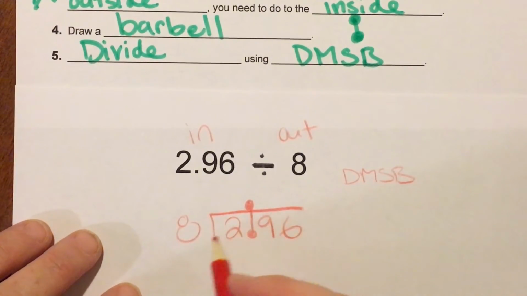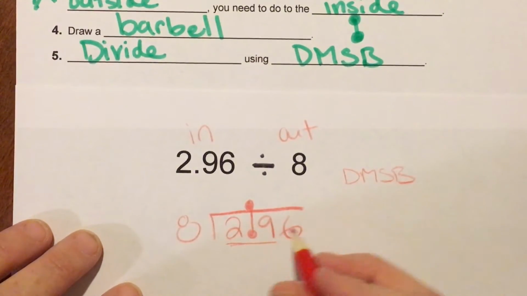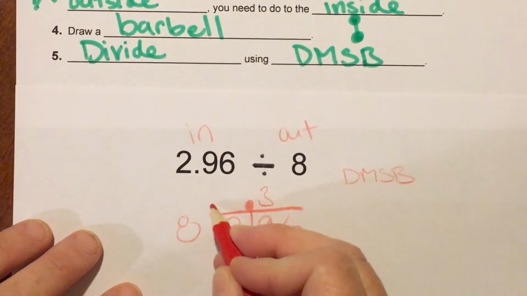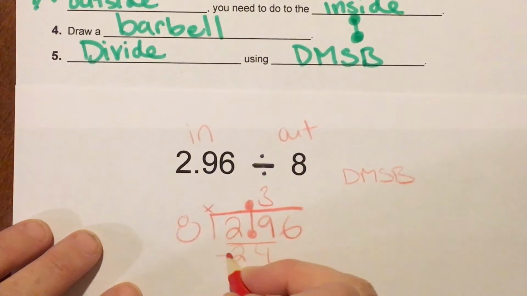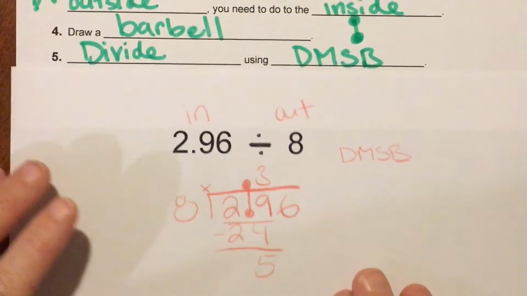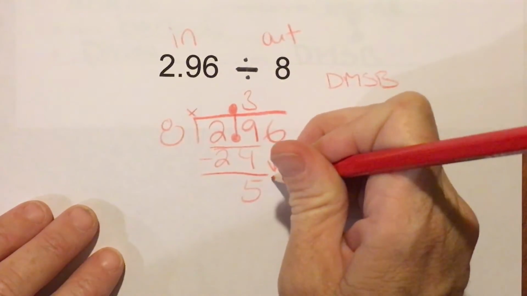So I'm going to divide. 8 can't go into 2. It can go into 29. 8 can go into 29 3 times. I'm going to multiply. 3 times 8 is 24. I'm going to subtract. I get 5. Sorry, let me squish it up. I'm going to bring down.